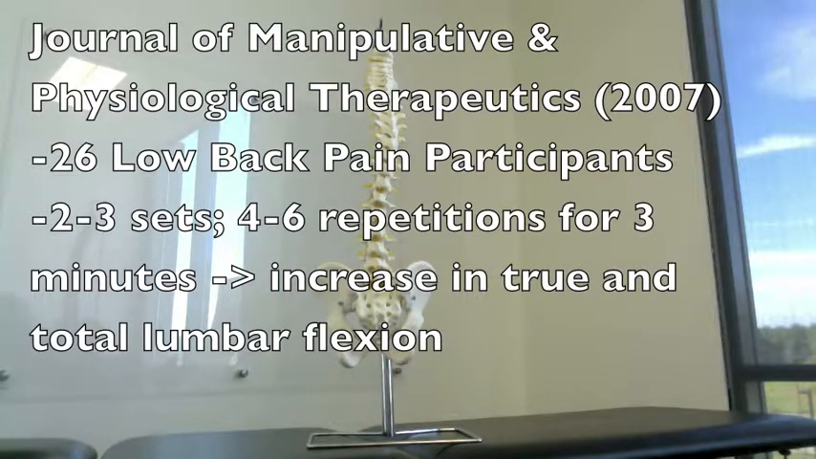Another study in the Journal of Manipulative and Physiological Therapeutics in 2007 investigated the immediate effects of flexion mobilization with movement in 26 subjects with low back pain who showed deficits in flexion range of motion and who experienced pain when performing lumbar flexion. They found that mobilizing patient spine segments using 2 to 3 sets of 4 to 6 repetitions for 3 minutes yielded a greater than 7-degree increase in true and total lumbar flexion in those patients with low back pain compared to the placebo group. However, no improvement in pain reduction was found. This provides therapists with the standard frequency and duration of technique application to see an improvement in lumbar range of motion among patients with low back pain.